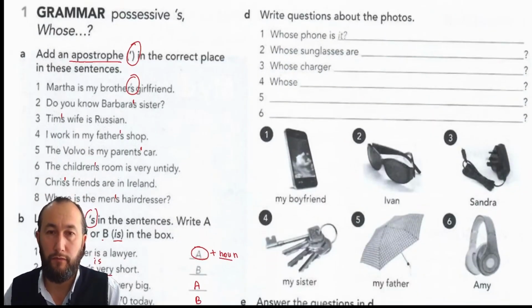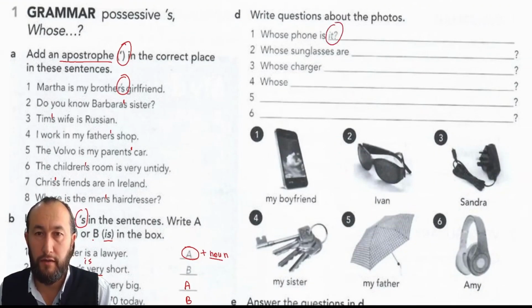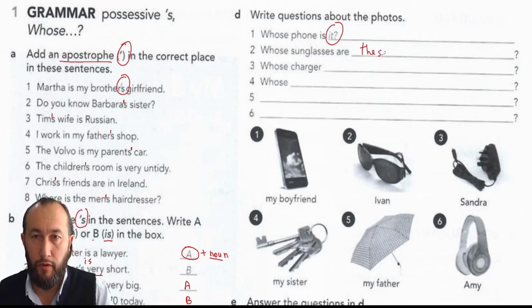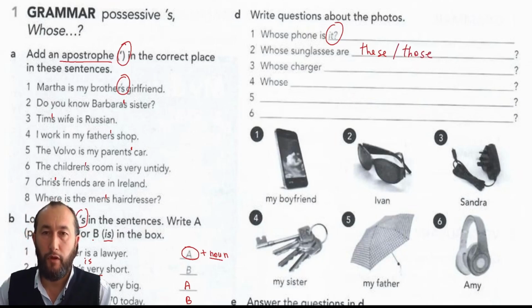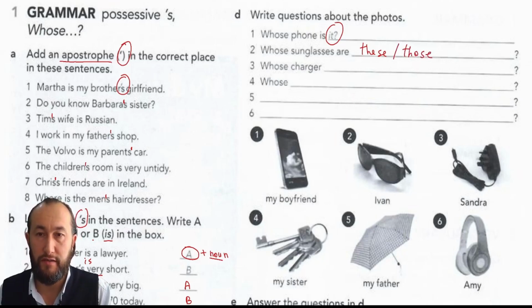For example, phone. Phone is singular, so we're using it, right? This is sunglasses. So whose sunglasses are, we can say these, or we can also say those, if it's far away from us a bit. Whose sunglasses are those? Or whose sunglasses are these?